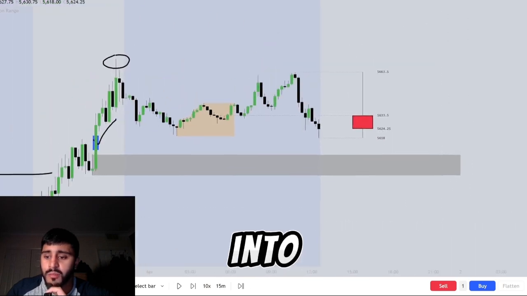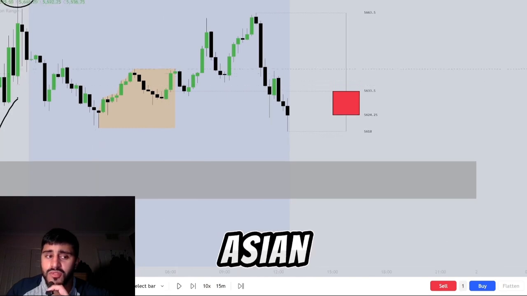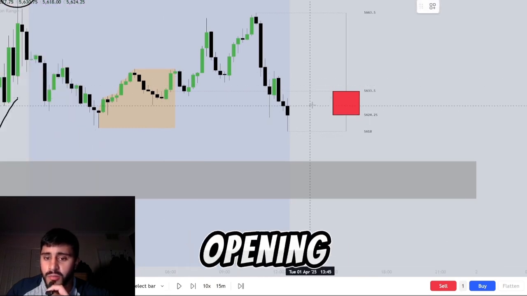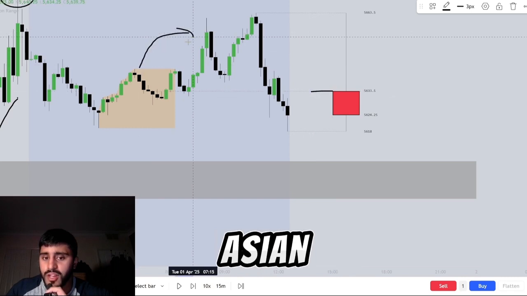When we dive into more recent price action, what we can see is price is below the Asian range and therefore below the daily opening price. So this is the daily opening price. Price has taken out the Asian range high and now has taken out the Asian range low.